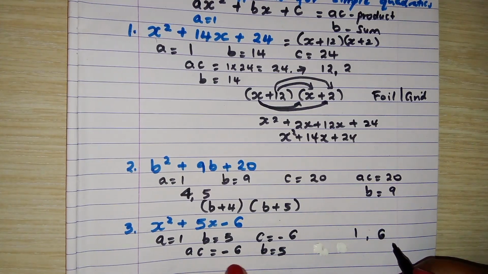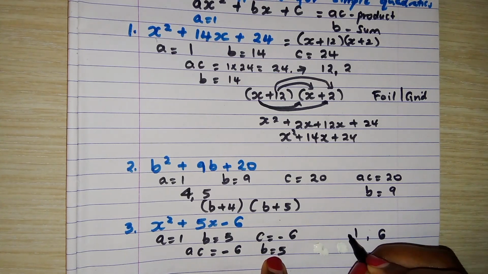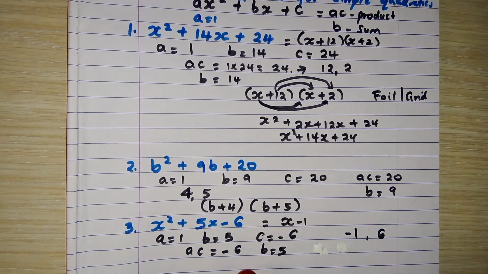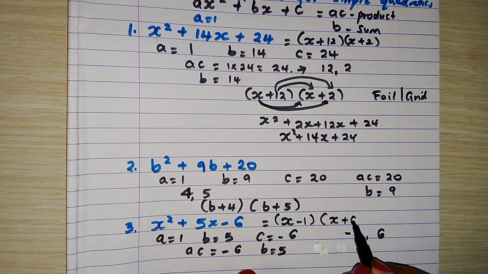But how do we get a negative 6 and a positive 5? Positive 5 means one of them will be a negative. So this one will be negative 1. These are the two factors. So the answer would be x minus 1 because it's a minus, put bracket, and x plus 6 because this one is a positive.